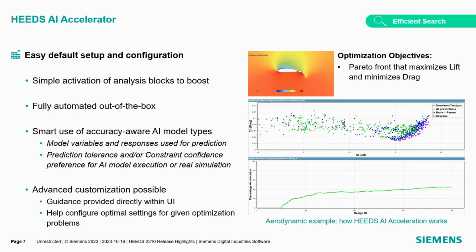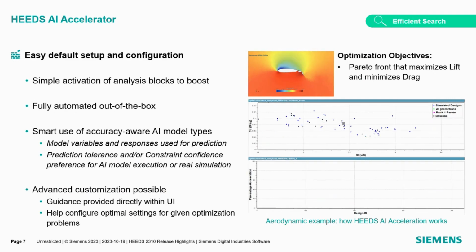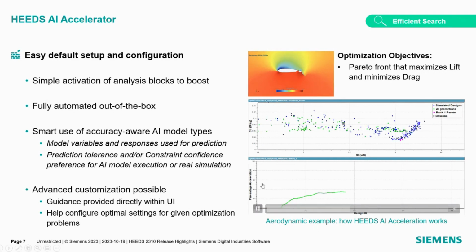So this is an example of an aerodynamic case, which is very simple, but it's still a CFD one where you need to run and solve a number of cases. In this context, what you see here is this learning process, where I'll stop the animation. You have here the green line. This is the green line.